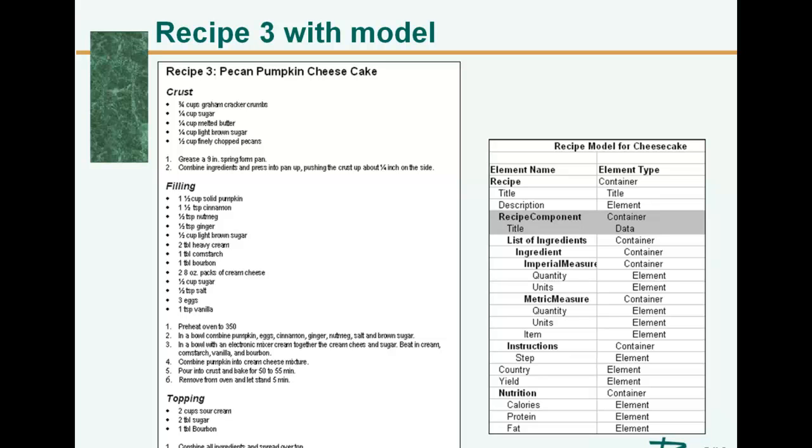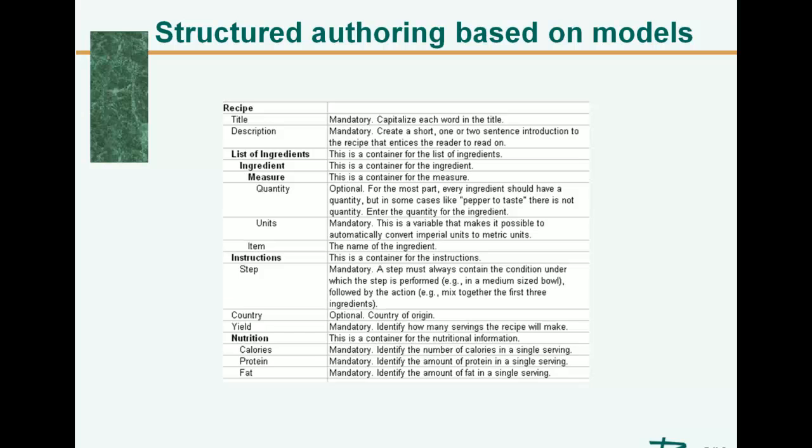And believe me, this isn't what it's going to look like when our content contributors get to it. This is just part of what a content strategist needs to do in thinking about what they are going to do with their content. So we then have writing guidelines associated with it. Say for the title, it's mandatory, and you capitalize each word in the title. Something like a step must always contain the condition under which the step is performed. So you might start it off by saying, in a medium-sized bowl, you mix together the first 3 ingredients. That way people are getting the information as clearly as possible.